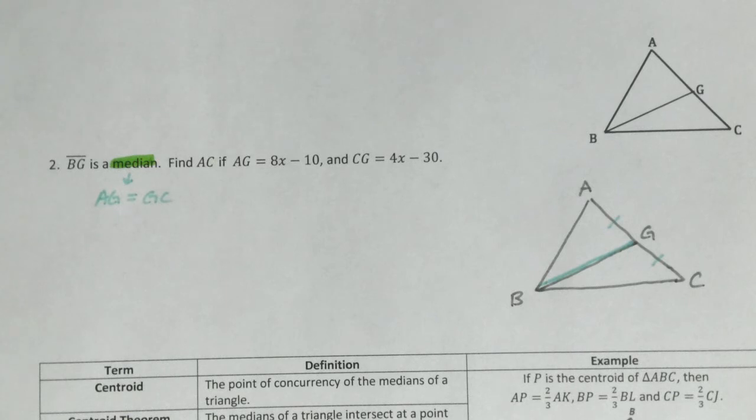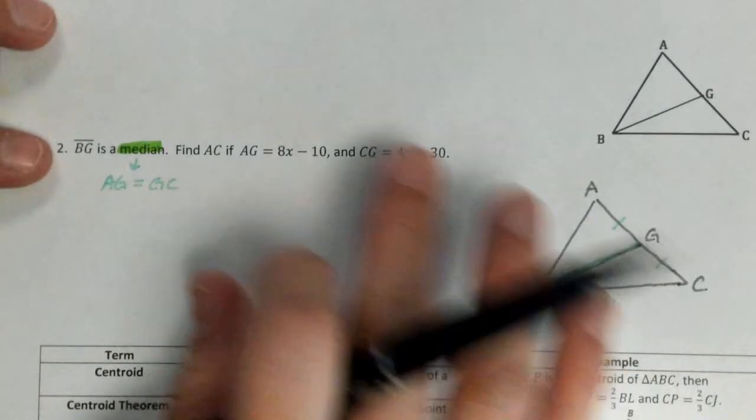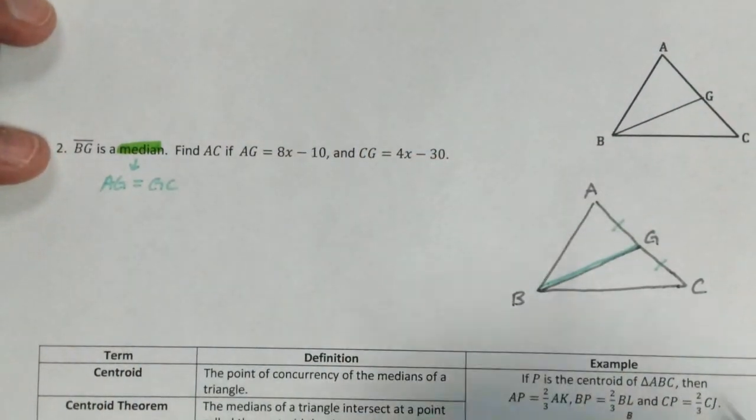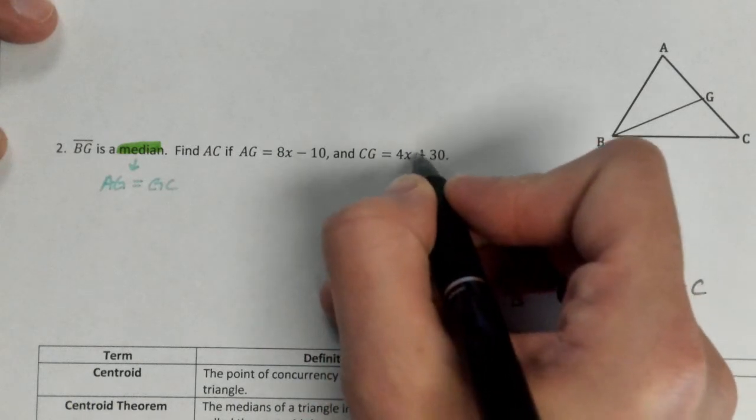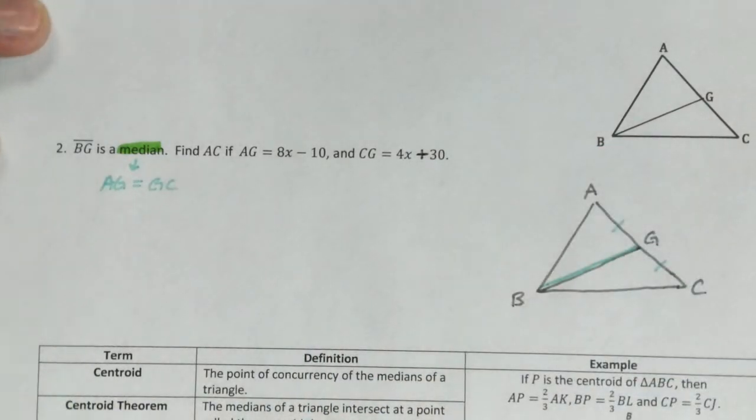So they give us this math, or there is a correction we need to make, because when I did the math, I realized we came out with a negative distance using these algebraic expressions, which we can't have negative. So we're going to change this. CG is equal to 4x plus 30, and it'll work out perfectly for us.